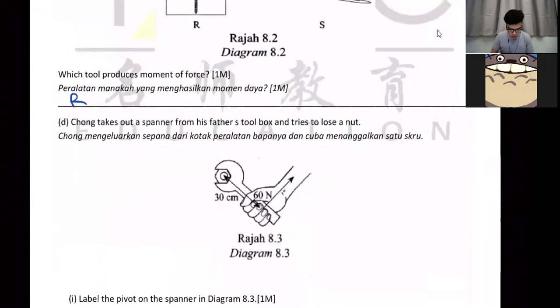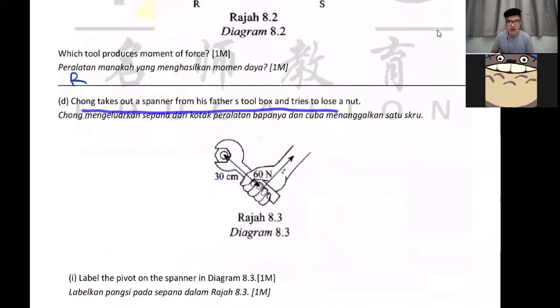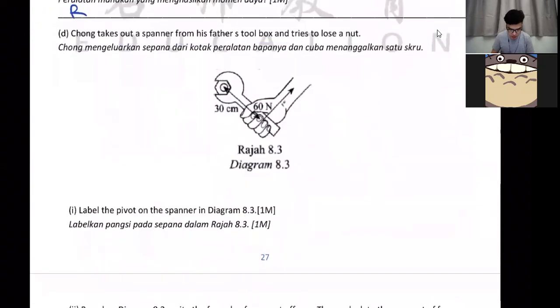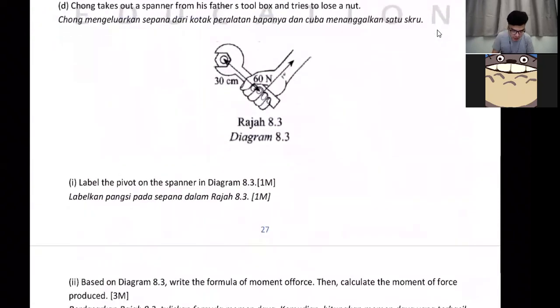Okay, so moment is rotating lah. So Chong takes out a spanner from his father's toolbox and tries to loosen, not lose, a nut. Okay, so label the pivot. What is pivot? Pivot is fulcrum. Pivot means the point not moving, which is here.